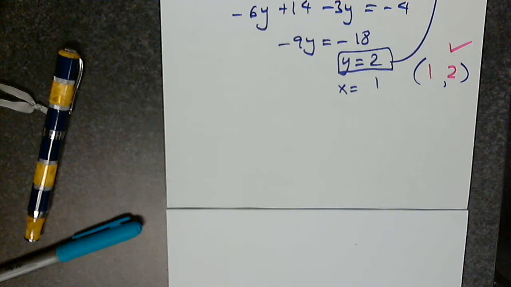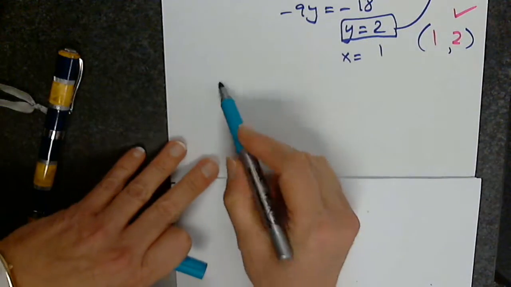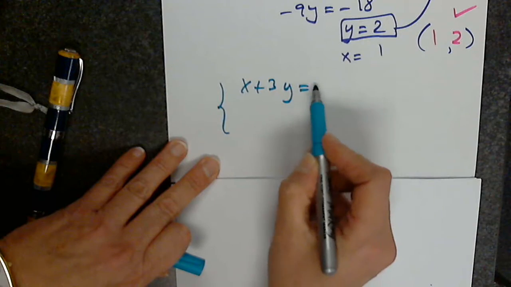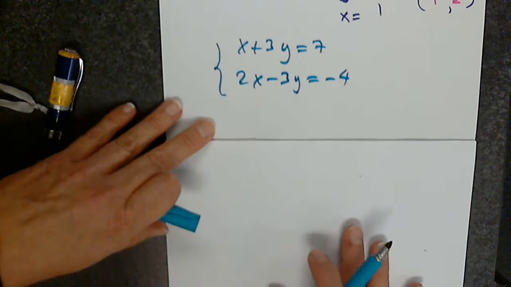I made the mistake of not numbering them. Okay. Are we okay with this? Perfect. So now I have x plus 3. So the system is x plus 3y equals 7 and 2x minus 3y equals negative 4.